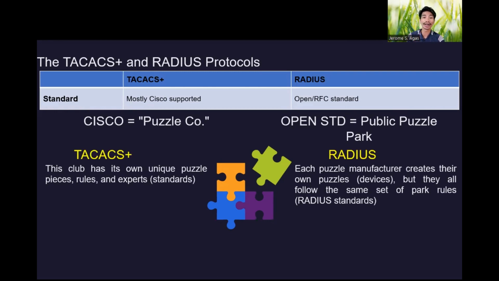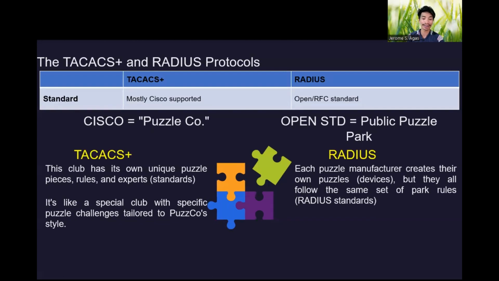This is the radio standard. So there is no standard at all because they are not based on the puzzle code. Unlike TACACS, they have a standard which is implemented by the puzzle code. So in terms of TACACS, it is like a special club with specific puzzle challenges tailored to the puzzle company's style. So it's just like a brand, right?